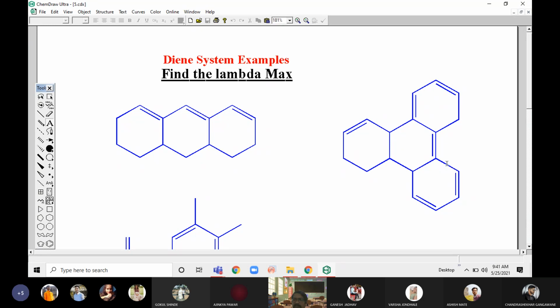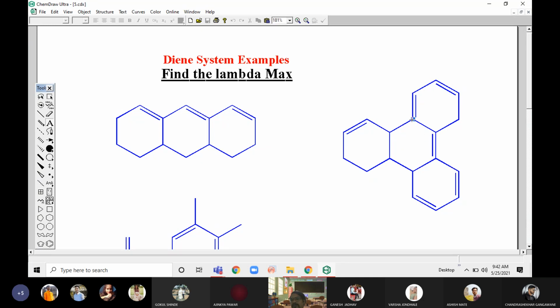Okay. So 90 nanometers for extended conjugation. Next thing is finding the exocyclic bonds. For this ring, this bond is exocyclic. For this ring, this bond is exocyclic. And for this particular ring, this bond is exocyclic. So this double bond is exocyclic to both the rings.